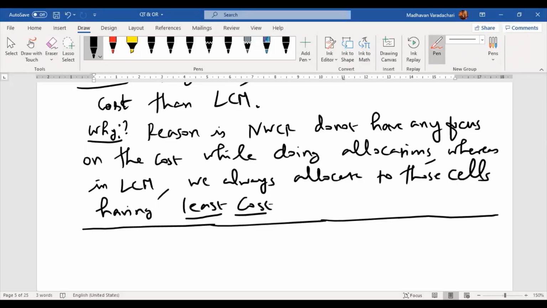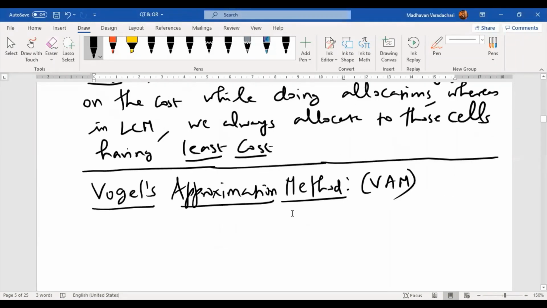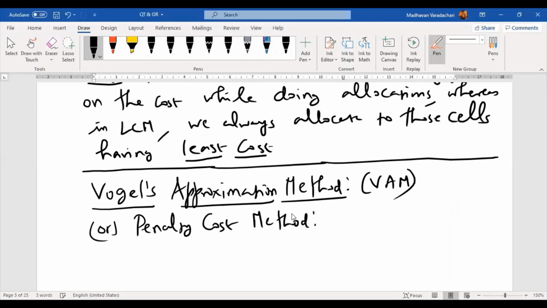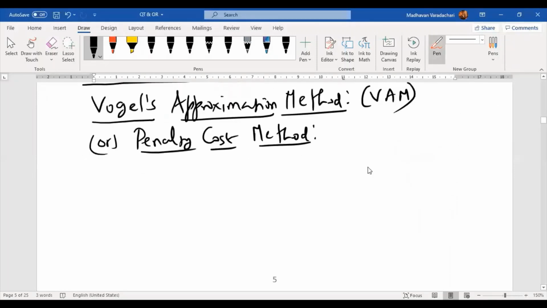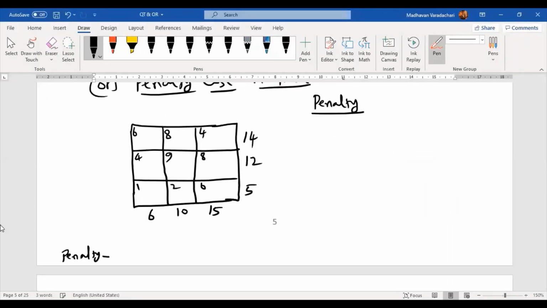The next method, Vogel's approximation method. Another name for this, as I already gave you, is the penalty cost method. Again, let us write the same example. I wrote a new word called penalty, after giving some gap here, and similarly I gave some gap here and wrote penalty.